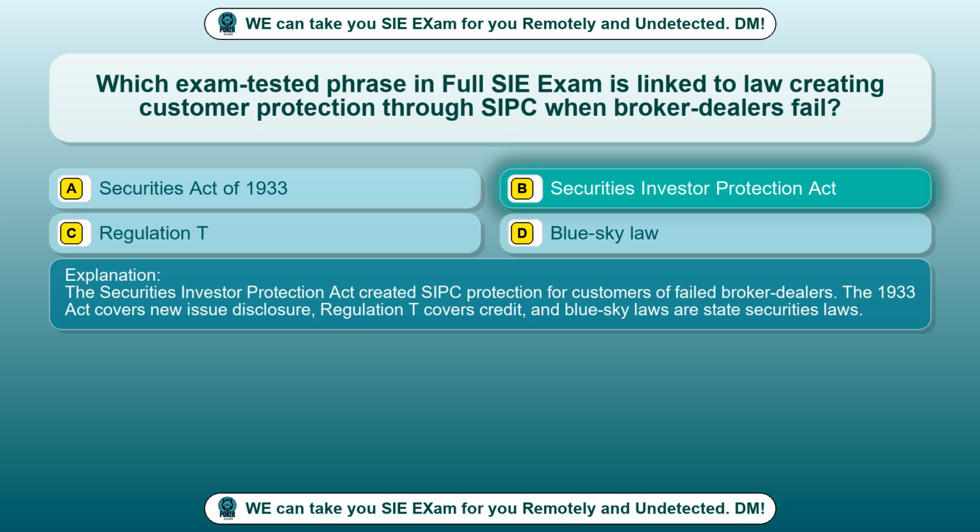The Securities Investor Protection Act created SIPC protection for customers of failed broker-dealers. The 1933 Act covers new issue disclosure, Regulation T covers credit, and Blue Sky laws are state securities laws.